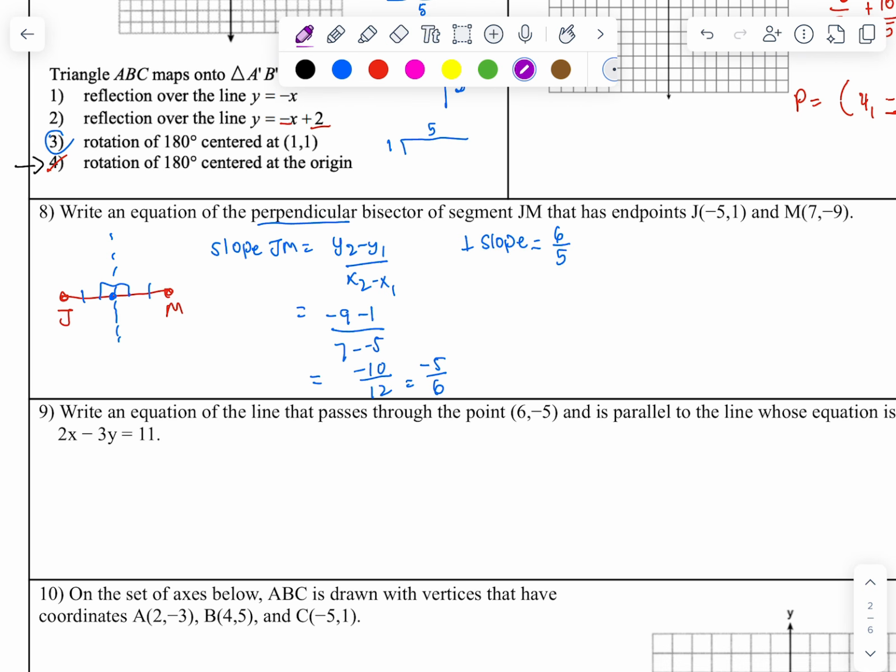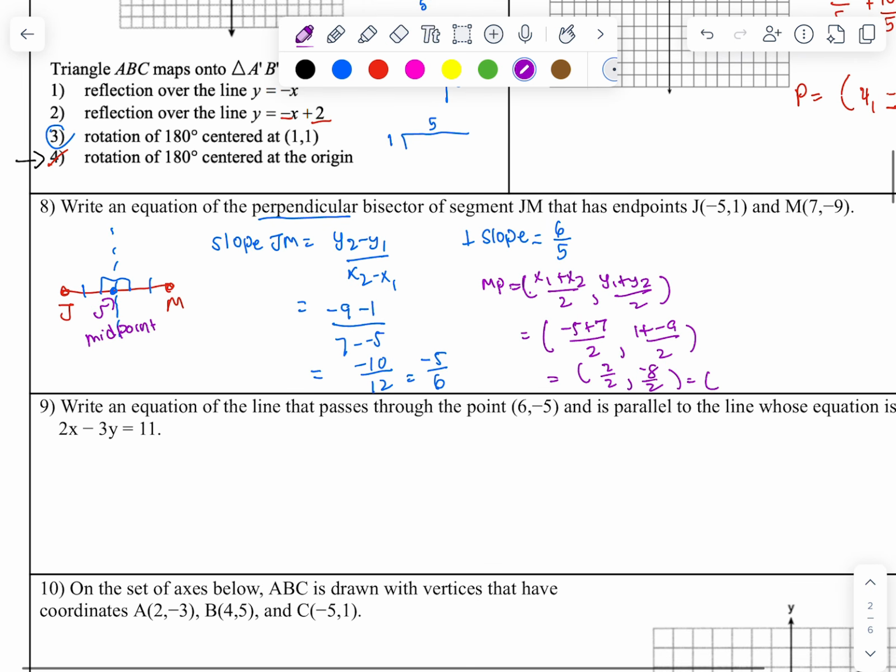So I have the slope I'm using, and now I just need the point that it's going to pass through, which is the midpoint of JM. So I'm just going to find the midpoint. I'm going to use the midpoint formula, in which I average the x coordinates and then average the y coordinates. It's supposed to be plus 7. There we go. And then 1 plus negative 9 over 2. Okay. And now I have my midpoint.